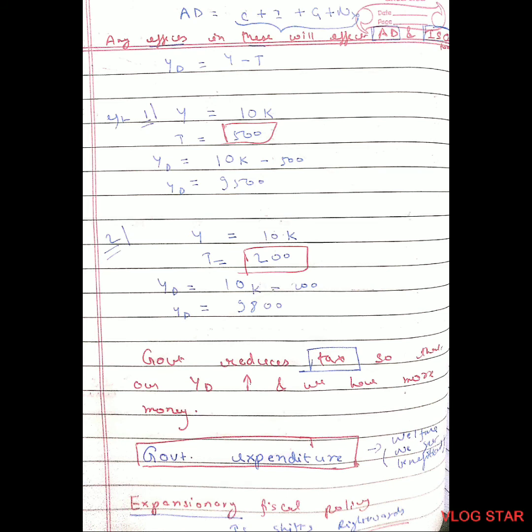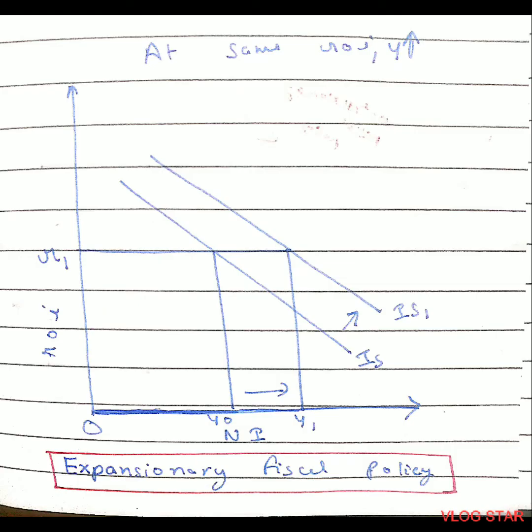When it's about society, everyone gets benefited, right? For example, the government builds highways, government hospitals, government schools. We all get benefited from these, right? So by reducing tax and increasing government expenditure, the government does expansionary fiscal policy. And when there is expansionary fiscal policy, the IS curve shifts rightwards.